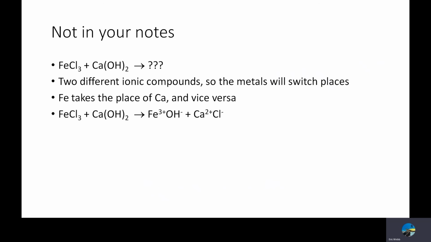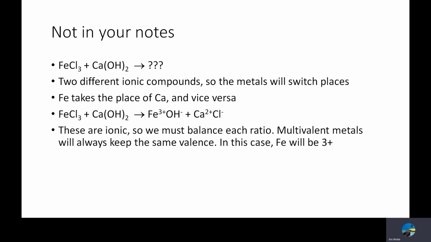One other thing to keep in mind is that we've got a multivalent metal in this particular example. So iron can form a charge of 2+ or 3+. When we're dealing with these double replacement reactions, it does not change its valence state. So if it starts as iron 3+, it will end as iron 3+. So since our iron's starting as 3+, it's ending as 3+. We're going to have to balance out 3+ with our hydroxide.